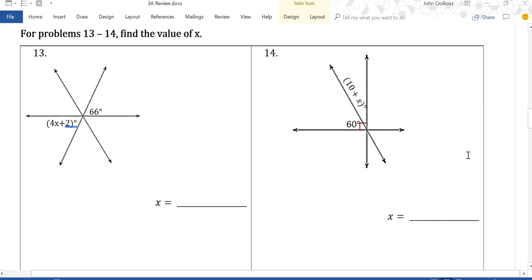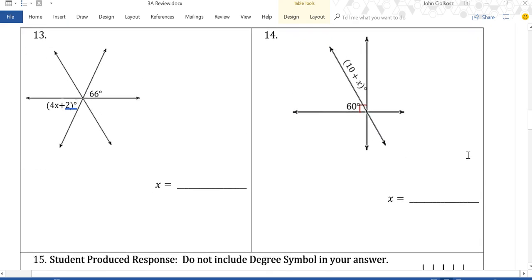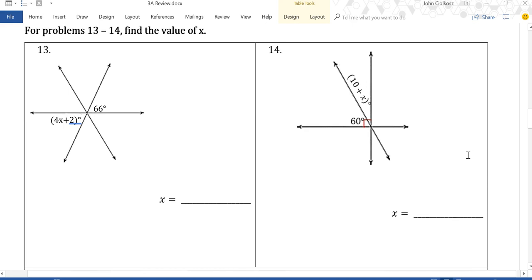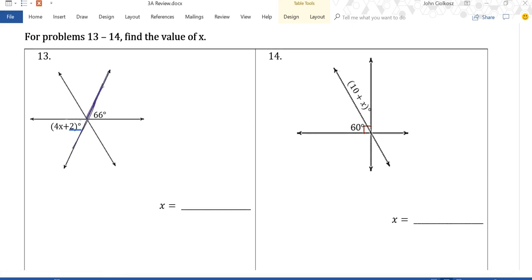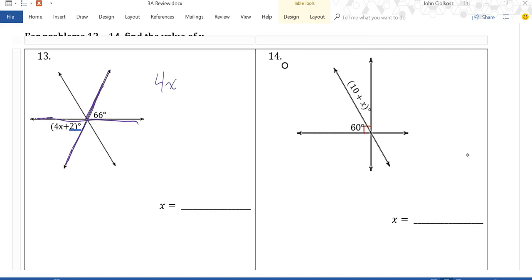Okay, these ones say find the value of x. Looking at number 13, I see a pair of vertical angles because they're where these lines intersect, across from one another. When they are vertical angles, we just set them equal. Subtracting 2 from each side, then dividing both sides by 4, we get x is equal to 16.